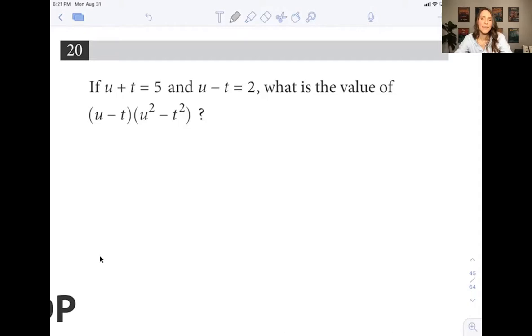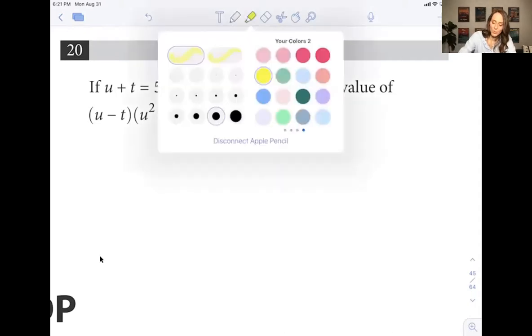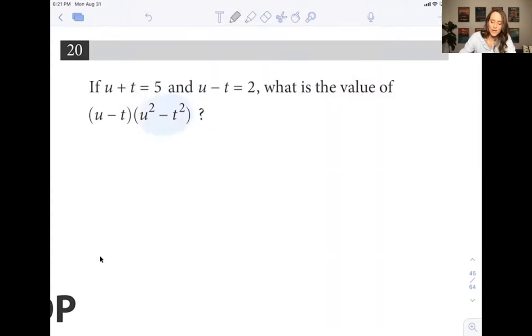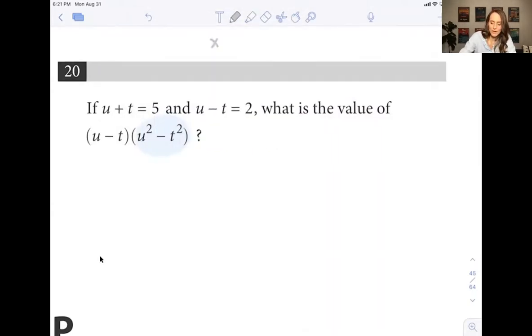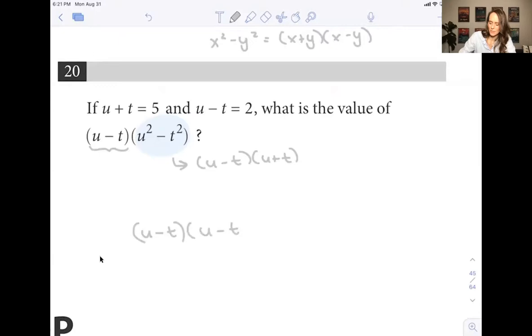If you see something that can be factored, that's where you're going to begin. So we can see here u squared minus t squared is just like that core concept of x squared minus y squared factoring to x plus y times x minus y. So we're going to start with that. That's u minus t times u plus t. And then we still have this u minus t. So we can rewrite that whole expression as u minus t times u minus t times u plus t.